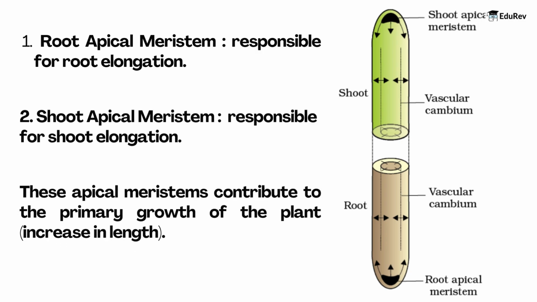Together, these two, the root and shoot apical meristems, carry out what we call primary growth. Primary growth results in an increase in the length of the plant, both above and below the ground.